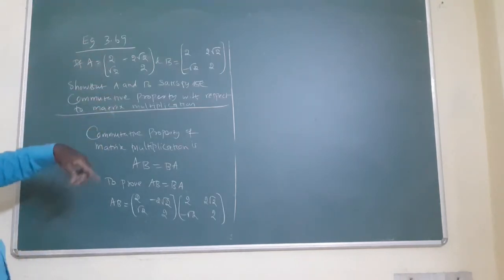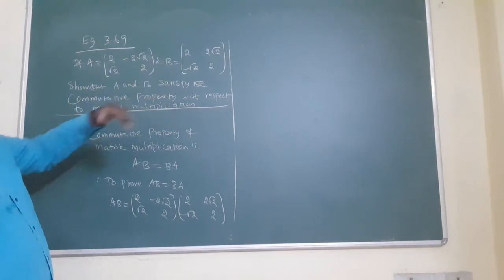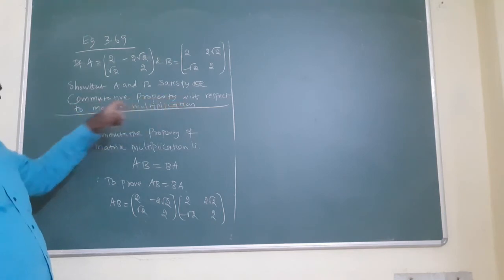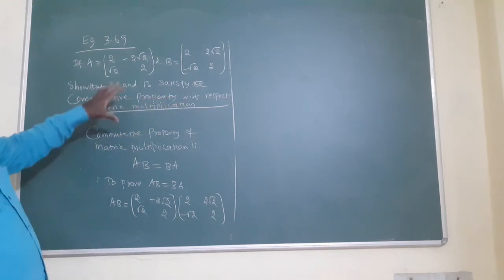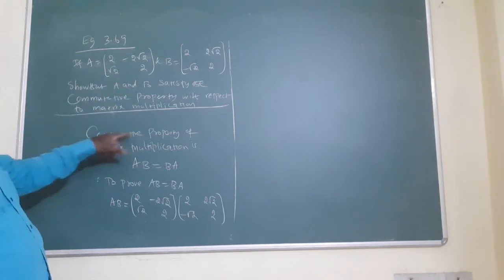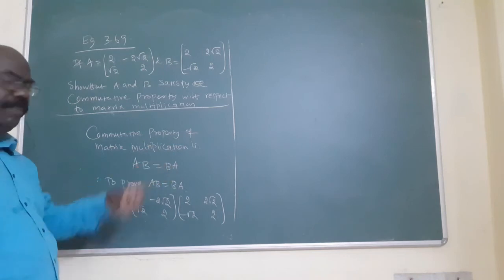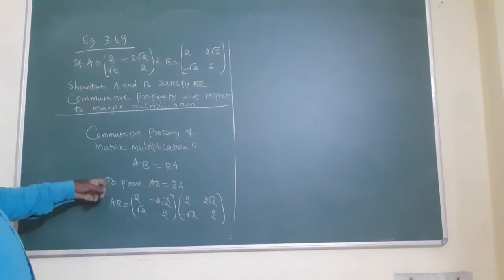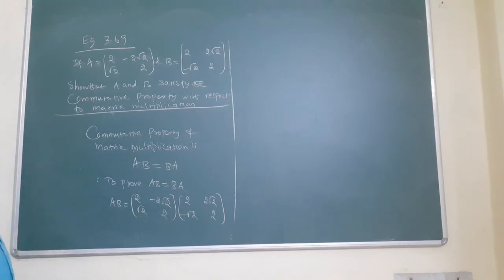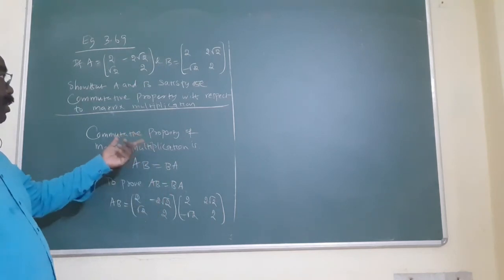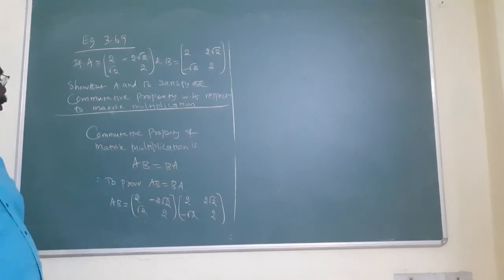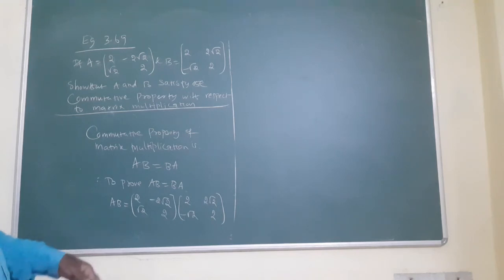Now exam 3.69. A matrix, B matrix is given. Show that A and B satisfy the commutative property with respect to matrix multiplication. Here you want to write the formula. Commutative property of matrix multiplication is AB equal to BA. Show that, that's why to prove AB equal to BA. Sometimes this is given. Now start with AB. Multiply A with B and B with A will be equal here. In general, AB not equal to BA, but in this particular problem, both will be equal.